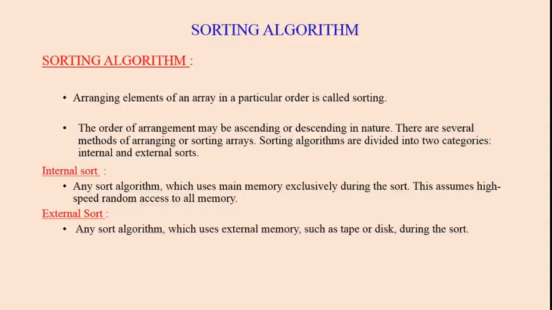There are several methods of arranging or sorting arrays. The sorting algorithms are divided into two categories. One is an internal sort, the other is an external sort. So what do you mean by an internal sort? Any sort algorithm which uses the main memory is called an internal sort. This assumes high-speed random access to all memory. So what do you mean by external sort? This uses external memory such as tape or disk during the sort.